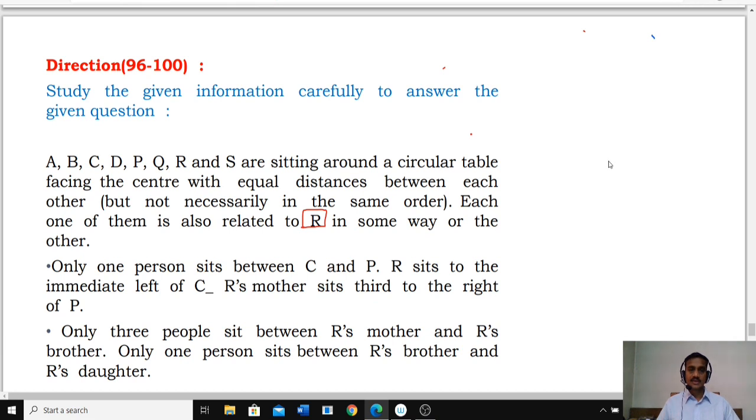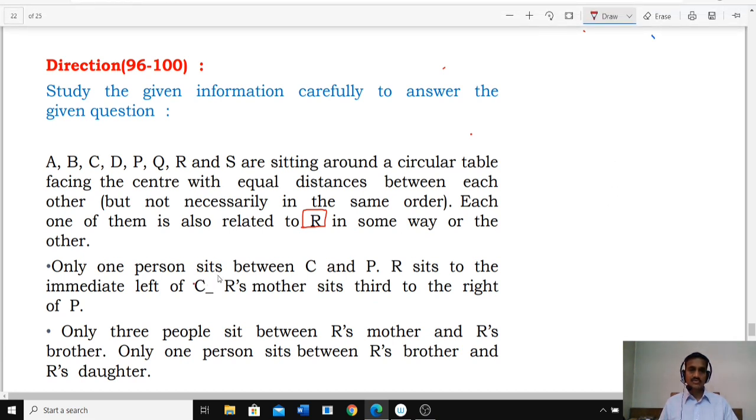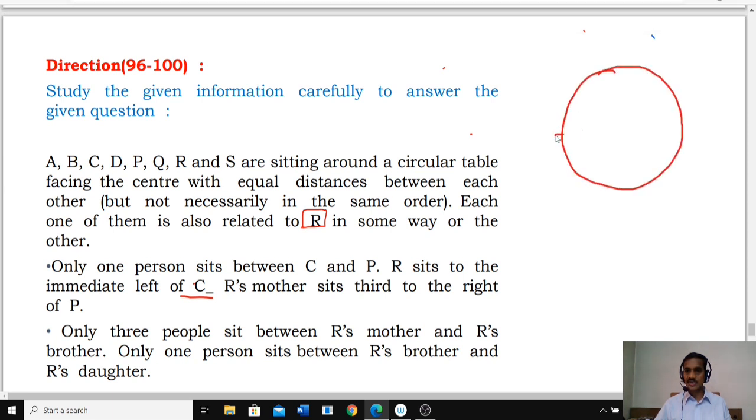Let us check out. A, B, C, and all the persons are facing towards the center. Only one person sits between C and P. R sits to the immediate left of C or no? Now let us take this is the first case. And then we have 8 members. All the 8 persons are facing towards the center. 1, 2, 3, 4, 5, 6, 7, 8.